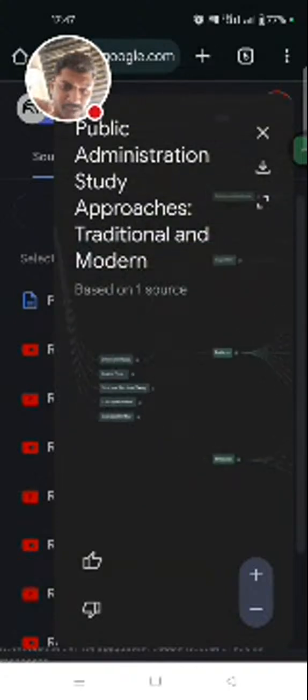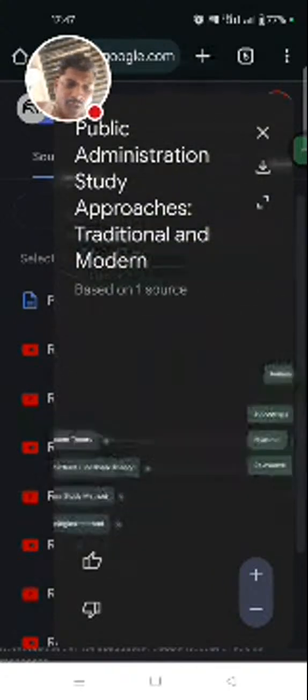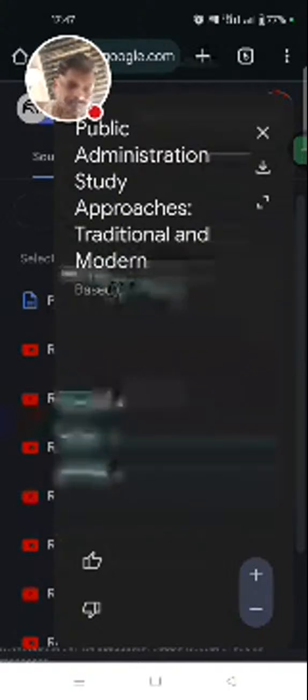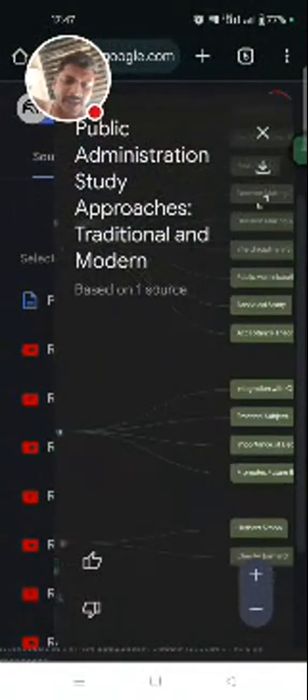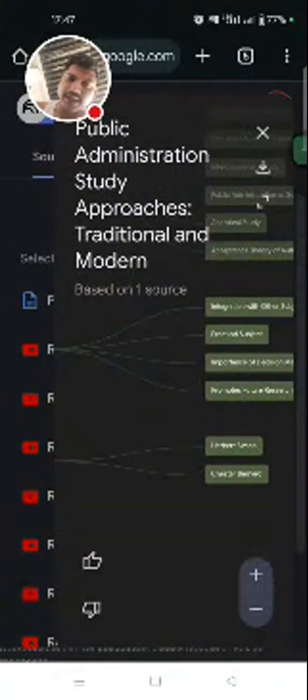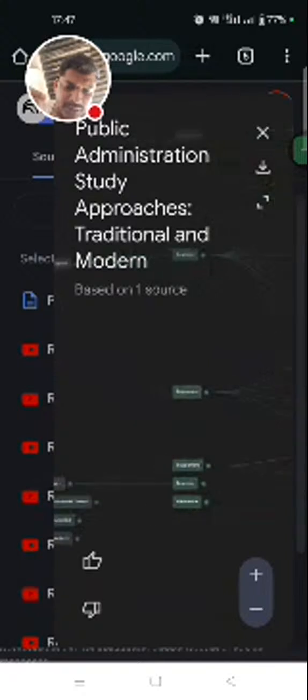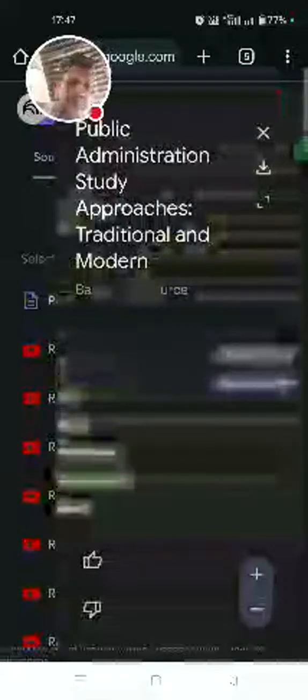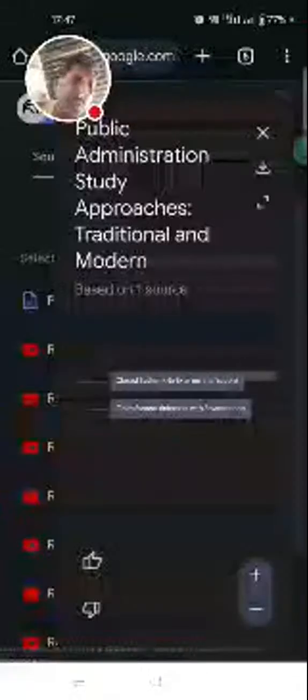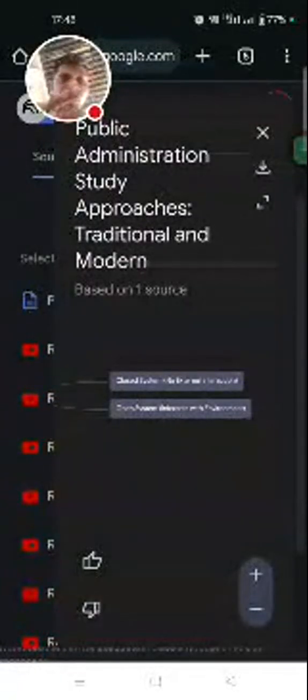Then we come to the system theory. In the system theory, the supporters are Herbert Simon and Chester Barnard. Like we saw in behavioral theory, the main thinkers are Herbert Simon and Chester Barnard. In system theory also, they are the key figures. Now the features of this system theory: types of system. What are the types? A closed system where no external interaction takes place, and second, an open system where interaction with the environment takes place.